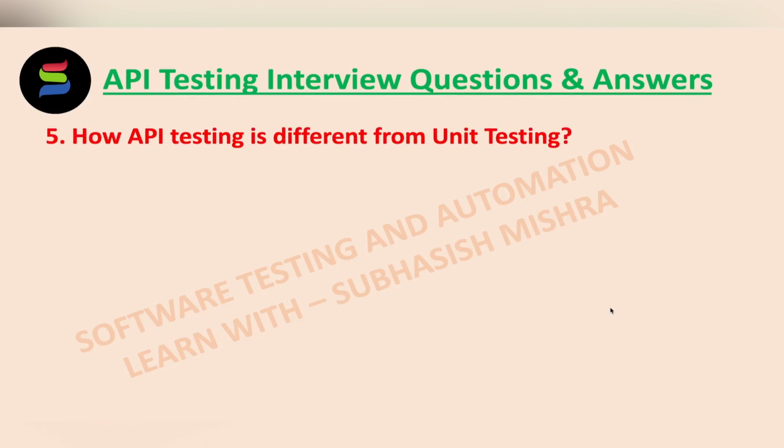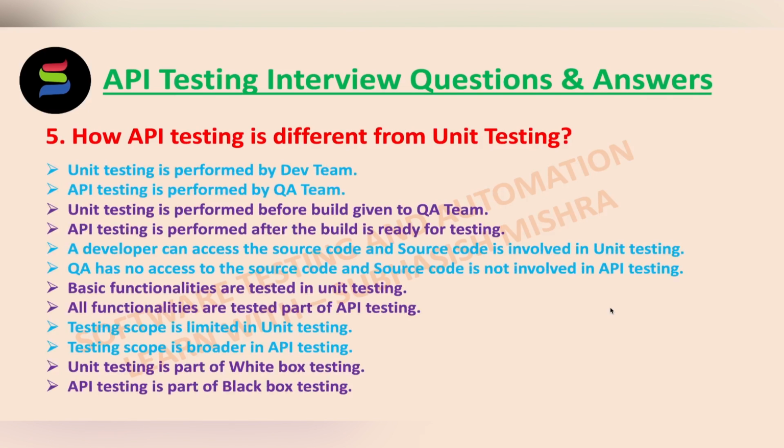How is API testing different from unit testing? Very, very important. Unit testing is performed by the dev team, whereas API testing is performed by the QA team. We all know, unit testing is always performed by the development team. Unit testing is performed before the build is given to the QA team. As unit testing is performed by the developers, it is done beforehand, before being handed over to QA.